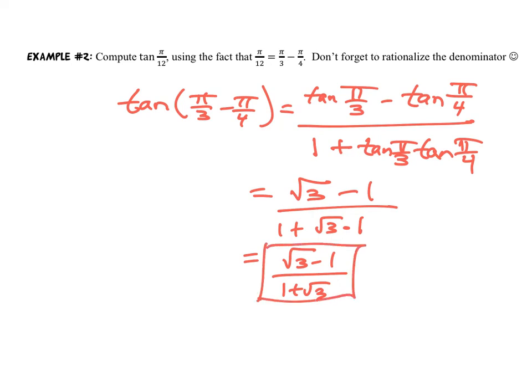If you wanted to check your answers, you could just go ahead and type this into your calculator and get your decimal. And then make sure you're in radian mode and just type in tangent of pi over 12, and you should get the same decimal. And that is how you would check your answers.